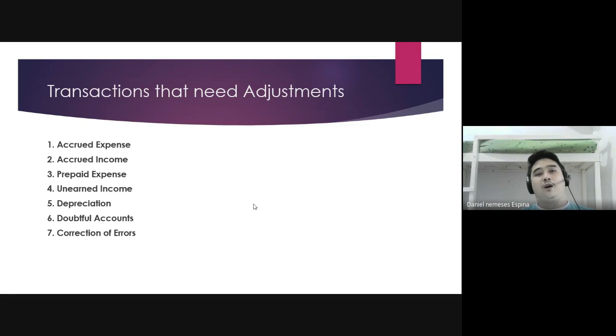Doubtful accounts. So these are accounts estimated sa katong dili mo bayad, based on the past, the usual estimate that will not pay the accounts receivable or the notes receivable. And then finally, you have correction of errors. So these are entries needed para makorek ang isa ka journal entry. Okay, so these seven transactions, main accounts, are the transactions that need adjustments.